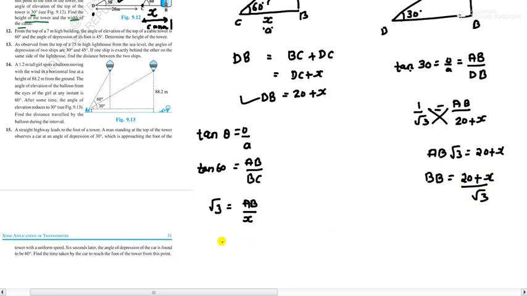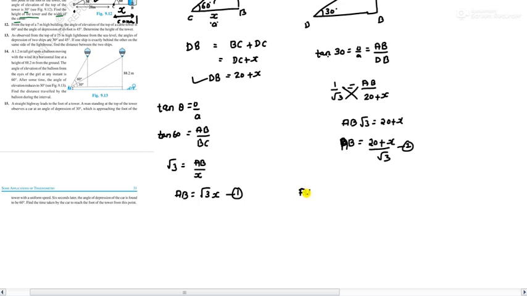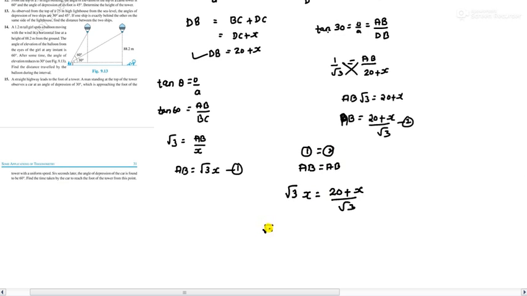And in the first case, AB is equal to how much? Root 3 x. So this is number 1 and this is number 2. Both of them are AB, correct? So we are going to equate them. Equation 1 is equal to 2, that is AB is equal to AB. So the first one is root 3 x and the second is 20 plus x by root 3. Got it? If we simplify it further, root 3 into root 3 x is equal to 20 plus x.